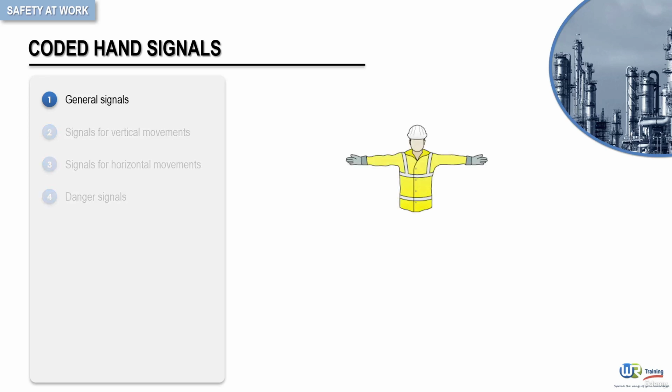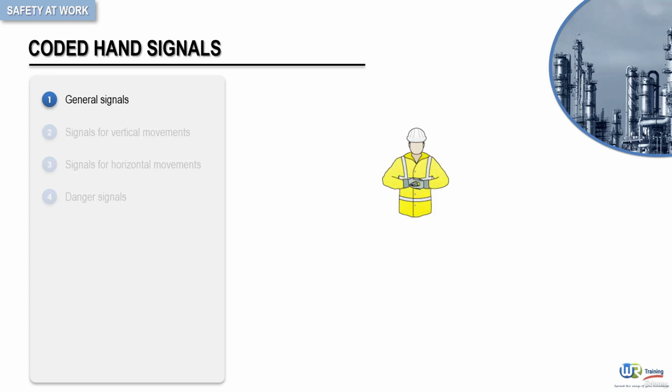In the first figure, we can see an operator with both arms extended horizontally with the palms facing forwards. This notifies the start of the operation. In this next figure, the right arm of the operator points upwards with the palm facing forwards. This indicates the end of movement or a stop.